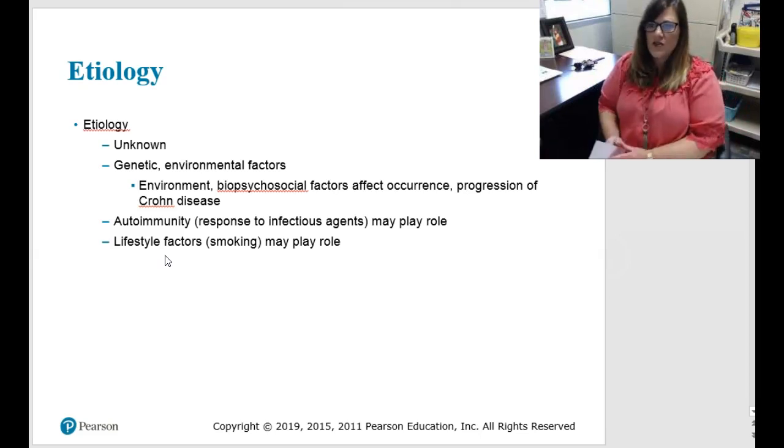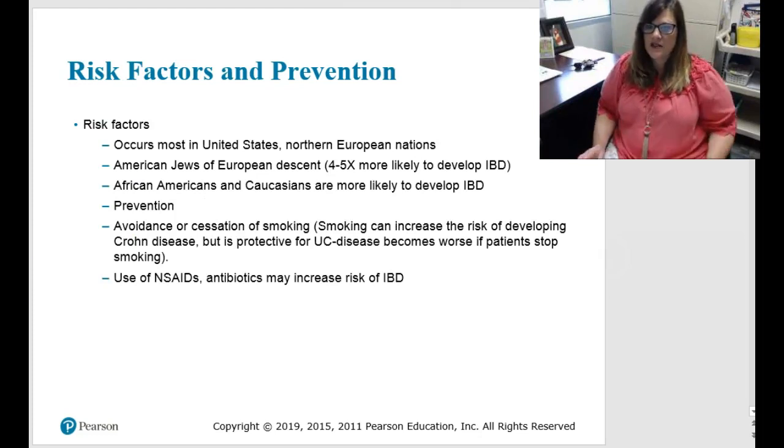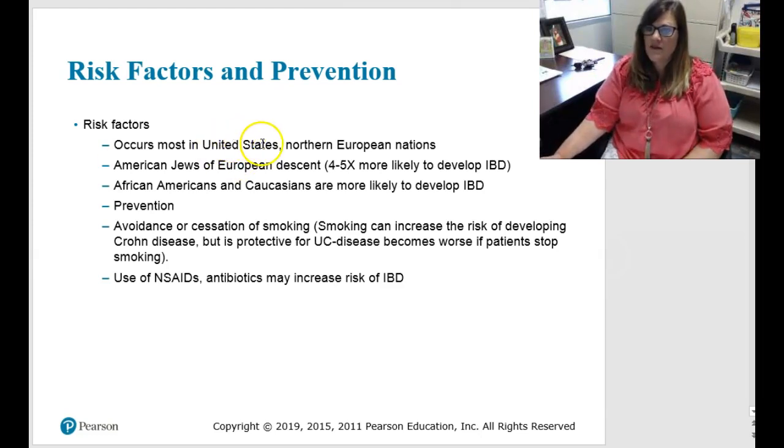So what are the risk factors for inflammatory bowel disease? Well, it occurs mostly in the United States and northern European nations, and American Jews of European descent are 4 to 5 times more likely to develop inflammatory bowel disease. African Americans and Caucasians are more likely to develop inflammatory bowel disease.